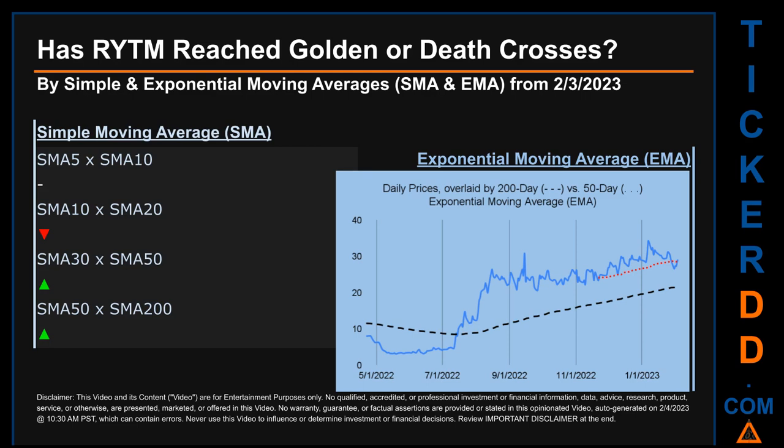Continuing with SMA, we looked across the 5 to 10, the 10 to 20, and the 30 to 50-day ranges to see if golden and death crosses had been reached. We found golden cross signal for the 30 to 50. We found death cross signal for the 10 to 20. We could find neither golden cross nor death cross signal for the 5 to 10.